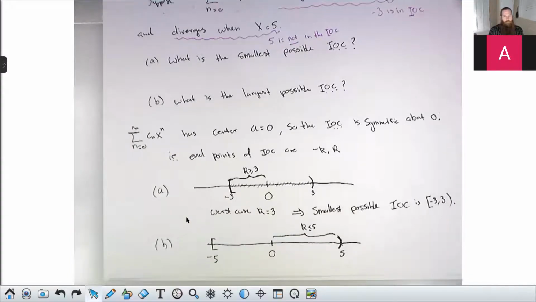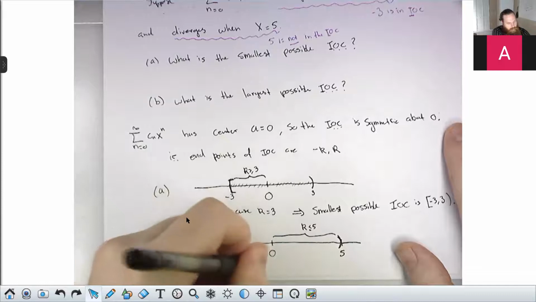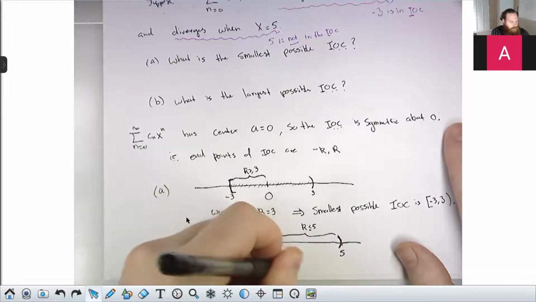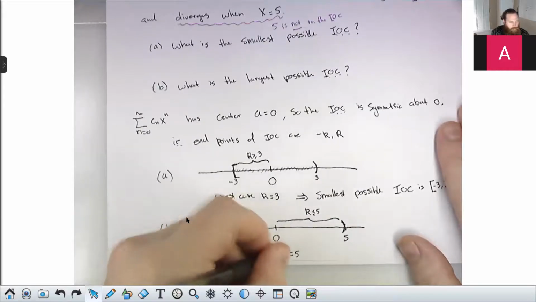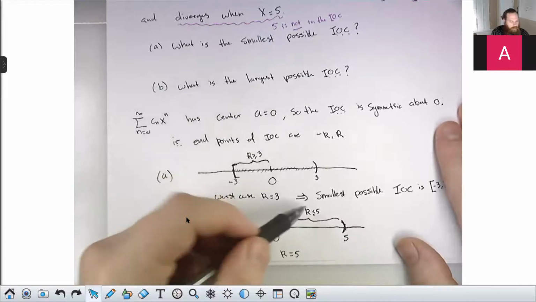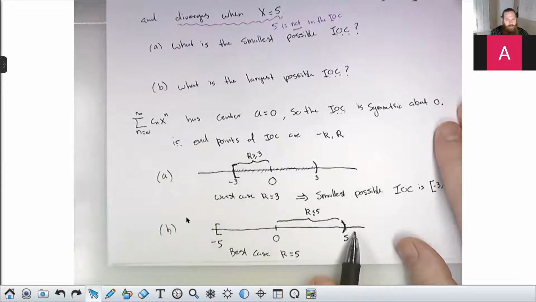Like that. Remember, I'm looking for the biggest possible IOC now. So when I think about this other endpoint over here, I want to include him. So the best case here would be that r is exactly equal to 5. It could be smaller, but if I'm asking what is the largest possible IOC, I want to ask what's the biggest r could possibly be. R has to be less than or equal to 5. Can't be bigger than 5, because if r was bigger than 5, then this endpoint would be further out here, and then 5 would be in the IOC, but we know that 5 is not in the IOC.